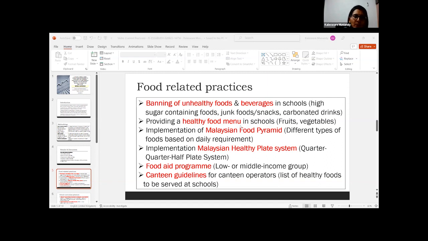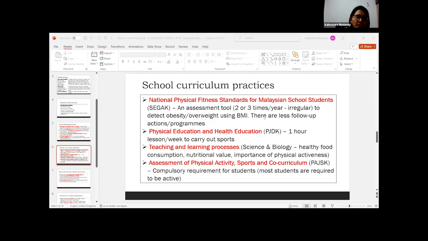And they also have this food aid program, especially for primary students, students of the age 12 and below. But this food aid program, although it contains a healthy food menu, is only for low or middle income group students. And canteen guidelines are also available for canteen operators, whereby they have the list of healthy foods they can serve at school.